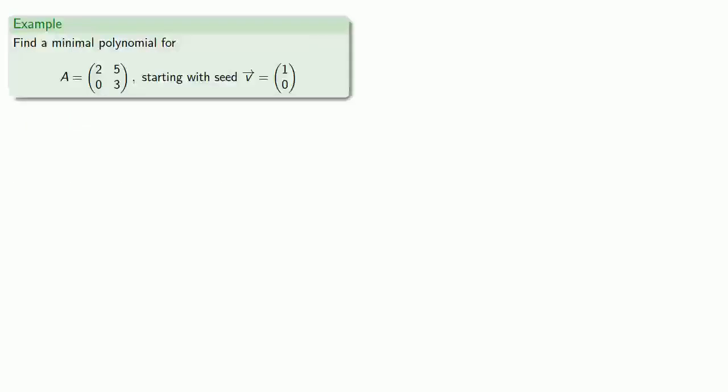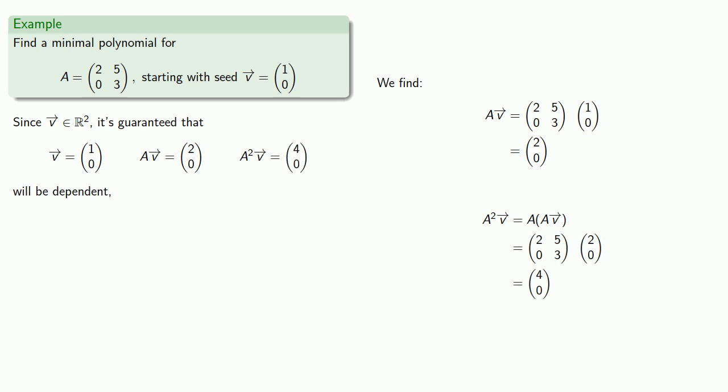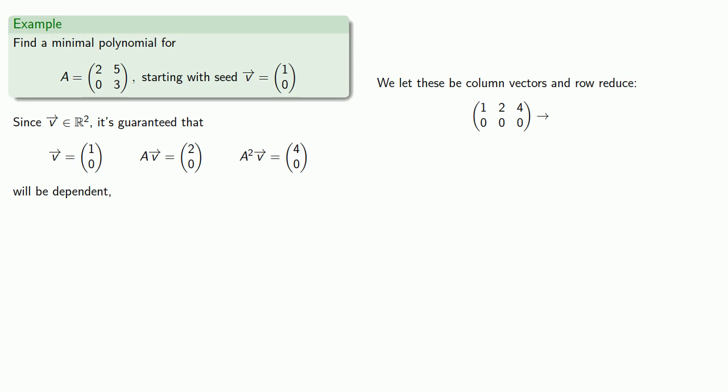So, for example, the matrix [[2, 5], [0, 3]], starting with our seed vector (1, 0). Since v is in R^2, it's guaranteed that the set of vectors v, Av, and A squared v will be dependent. So let's find those vectors. Av is, and A squared v is. We'll let these be column vectors and row reduce. And so x2 and x3 are free variables, giving us a parameterized solution.